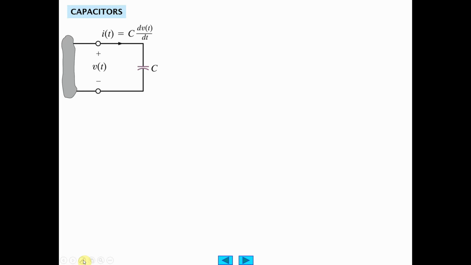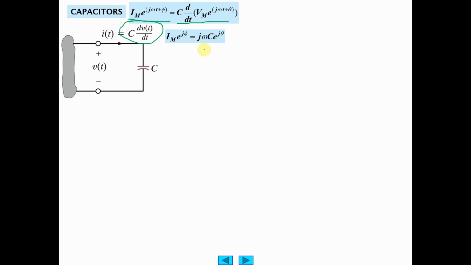We're going to talk about capacitors. We looked at phasor notation for inductors earlier, and now we're going to look at capacitors. So here's our circuit. Current is given by capacitance times dV/dt. And using our exponential notation, we get this result. V would be the source. And factoring out the e to the j omega t finally reduces to this.